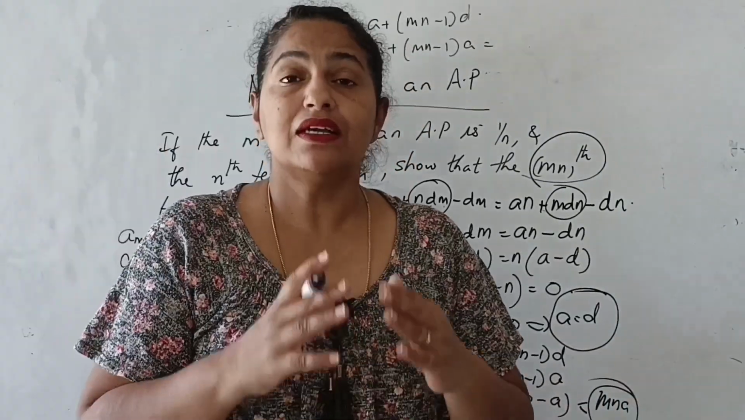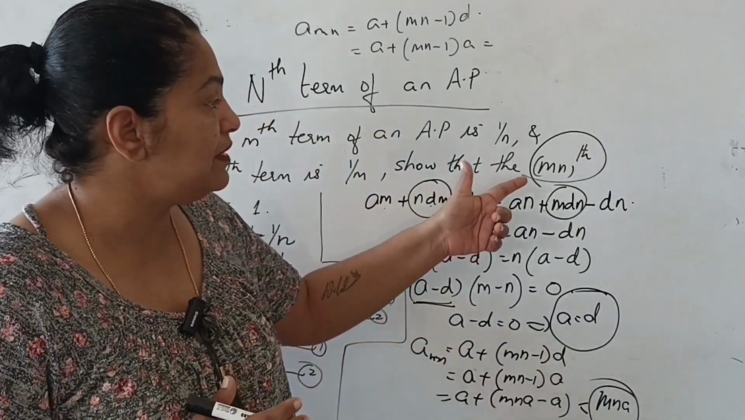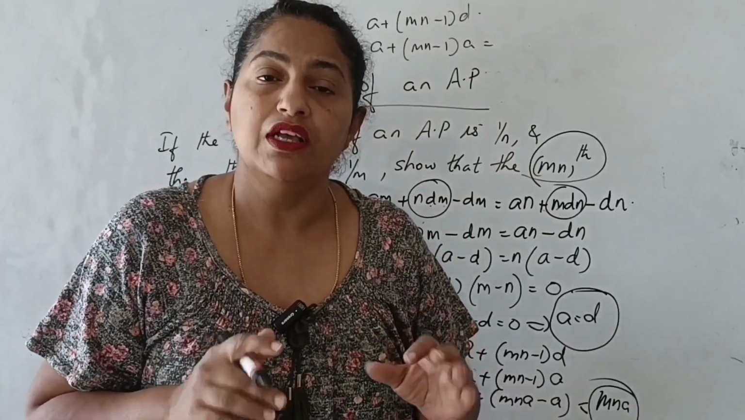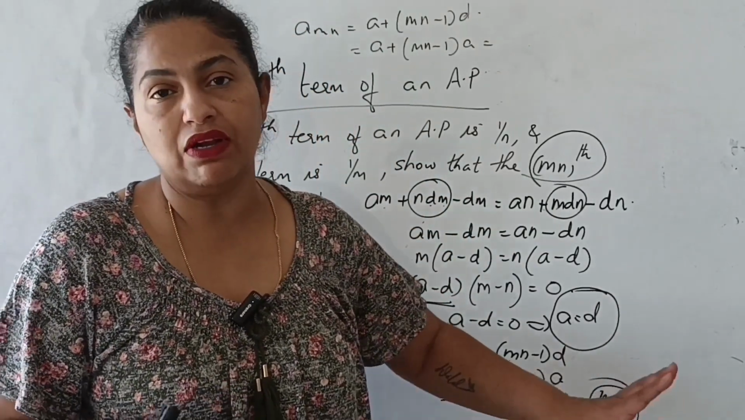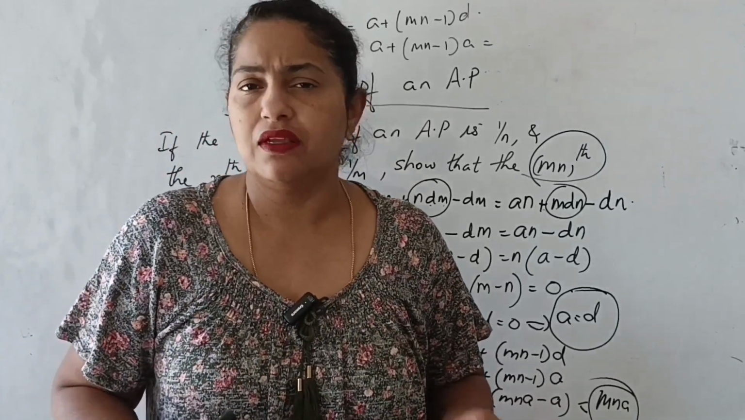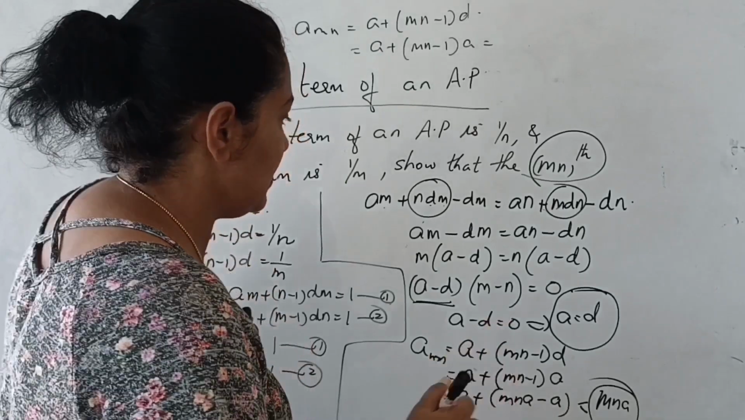Okay, but that was not our intention. Our intention was to show that the mnth term, the value is 1. So what we need to do, we need to show, if we show that m into n into a is equal to 1, our task is over. So now let us see how we can do it. We know that a is equal to d, right?